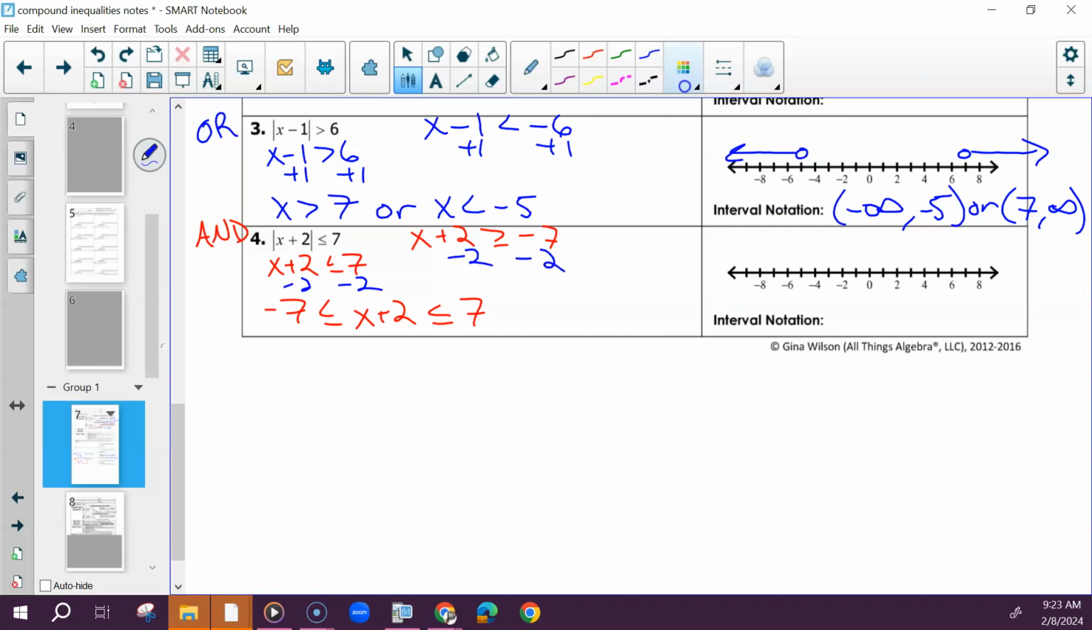Because this would give us x is greater than or equal to -9. This would give us x is less than or equal to 5. And you would rewrite that. Or if you did it this way, if you subtracted 2, you would get the same distance. So it's up to you how you really want to do that. And then graph that. -9 to 5.